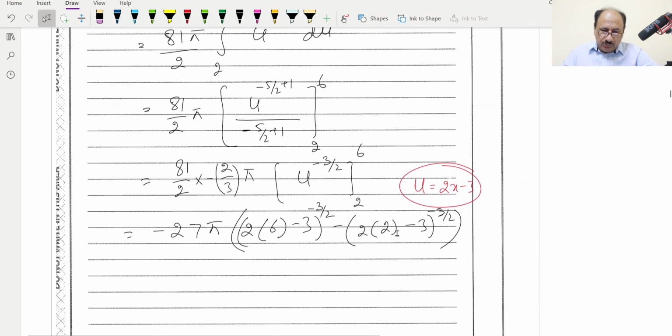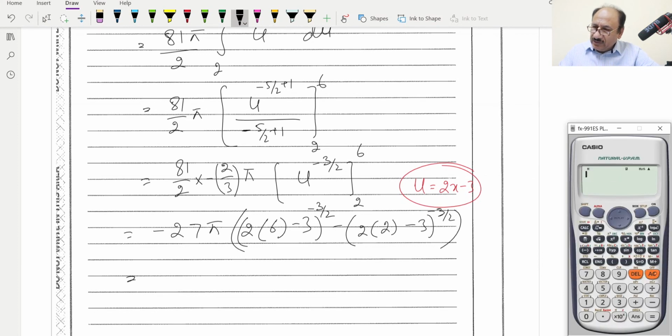We can simplify this also. So if we simplify whatever is inside the brackets, except pi, in one go, it will be 12 minus 3, which is 9, and the whole raised to the power minus 3 over 2, and next will be minus, and 4 minus 3 will be 1, so 1 raised to minus 3 by 2 will also be 1, so we will write here 1, and this will be equal to minus, so basically we have made some mistake.